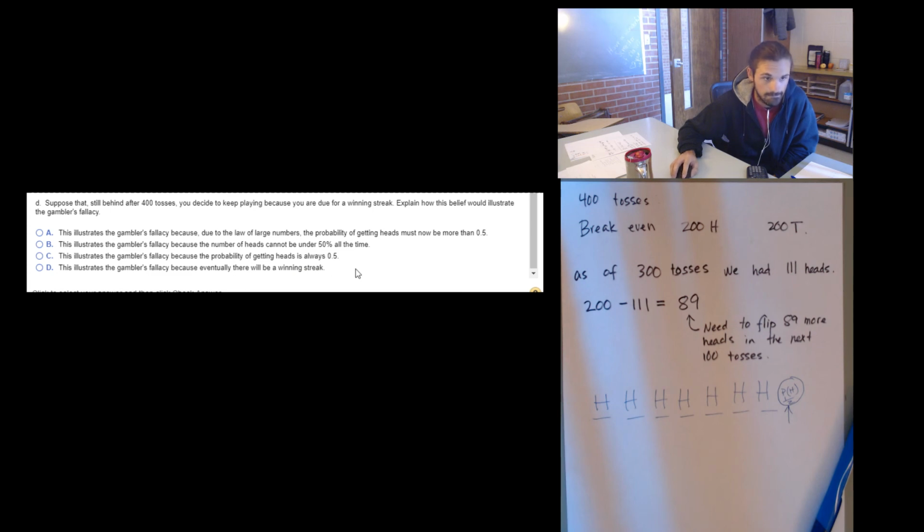C seems promising. And in fact, yeah, let's go ahead and finish this. This illustrates the gambler's fallacy because the probability of getting heads is always a half. Seems promising. Cannot be under 50% all the time. Yes, it can. Law of large numbers, the probability of getting heads must now be more than a half. No. Okay, so C seems like the best choice. Moment of truth. All right, and we got it.